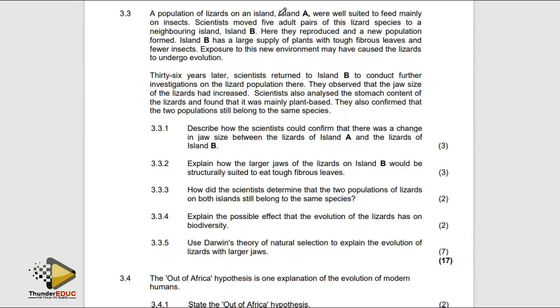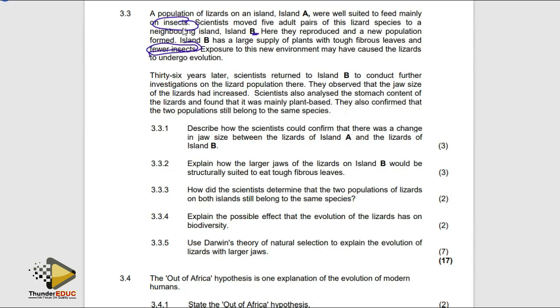A population of lizards on island A were well situated to feed mainly on insects. So it means that these were feeding on insects. Scientists moved 5 adult pairs of the lizard species to the neighboring island, island B, where they reproduced and a new population formed. They're saying island B has a large supply of plants with fibrous leaves, and fewer insects. It means that now the food has become scarce. So this is going to become a problem.